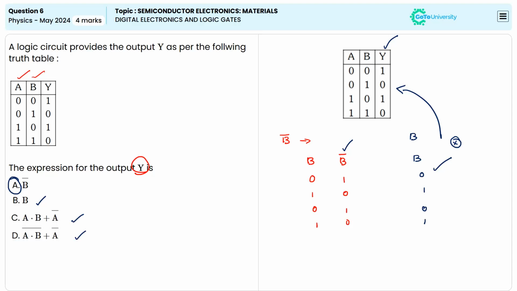Here option A is giving the correct answer. So we can say option A would be the correct expression for the output.